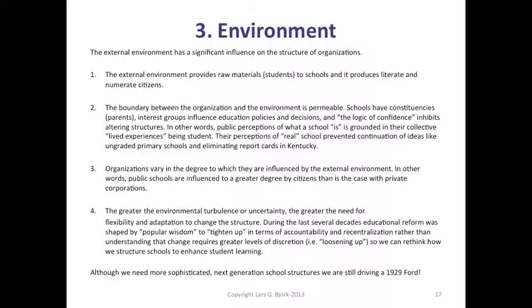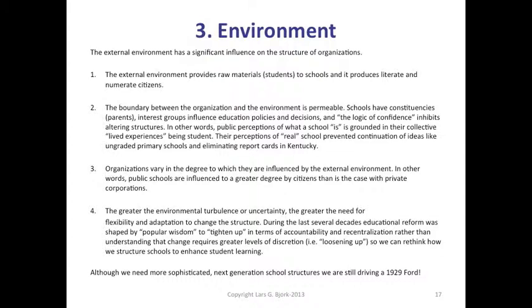Environment. The external environment has a significant influence on the structure of organizations. The external environment provides raw materials, such as students, to schools, and it produces literate and numerate citizens. The boundary between the organization and the environment is permeable. For example, schools have constituencies, parents. Interest groups influence education policies and decisions, and the logic of confidence inhibits altering structures.